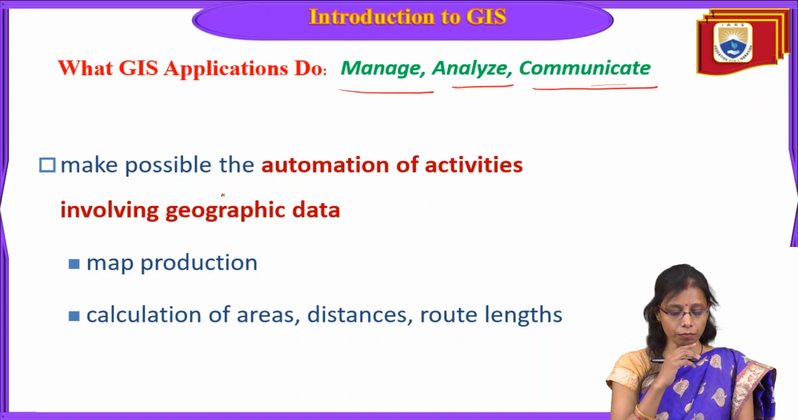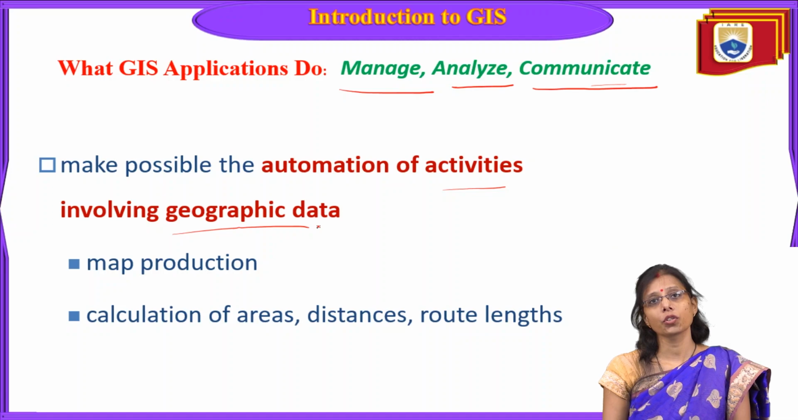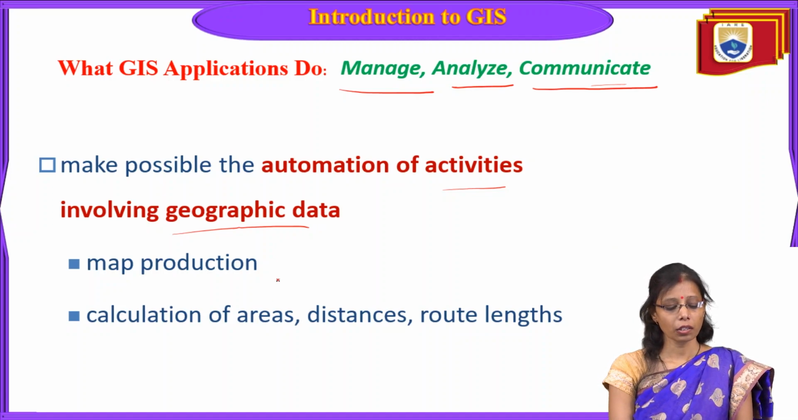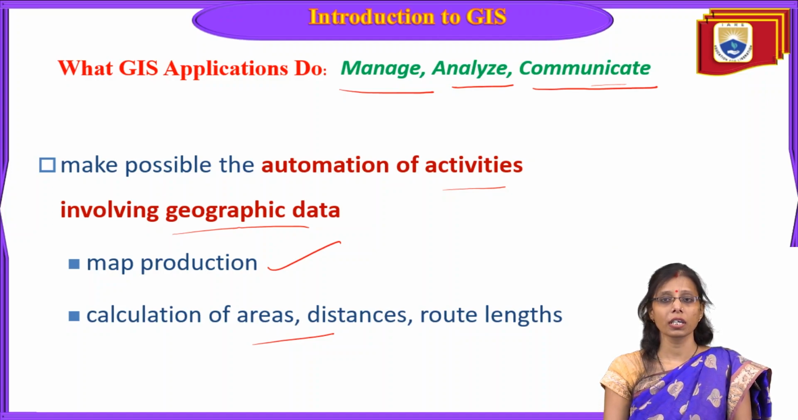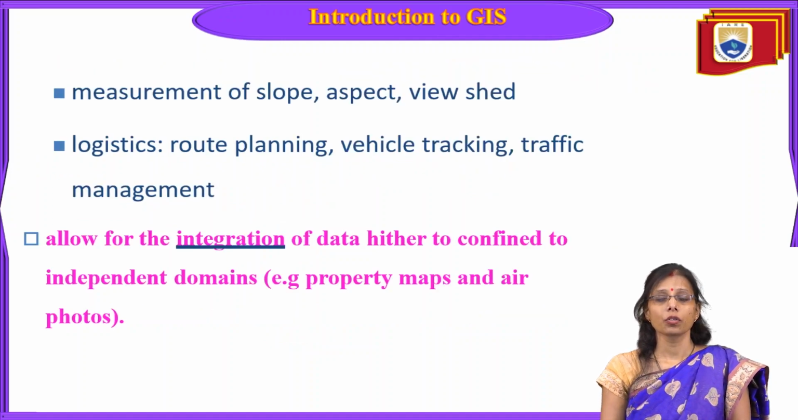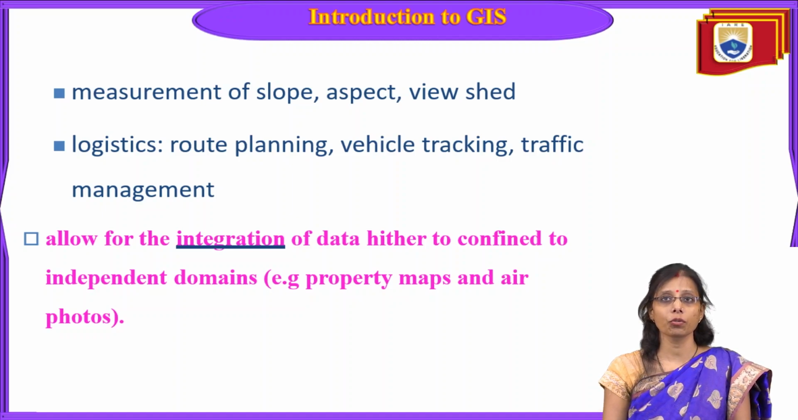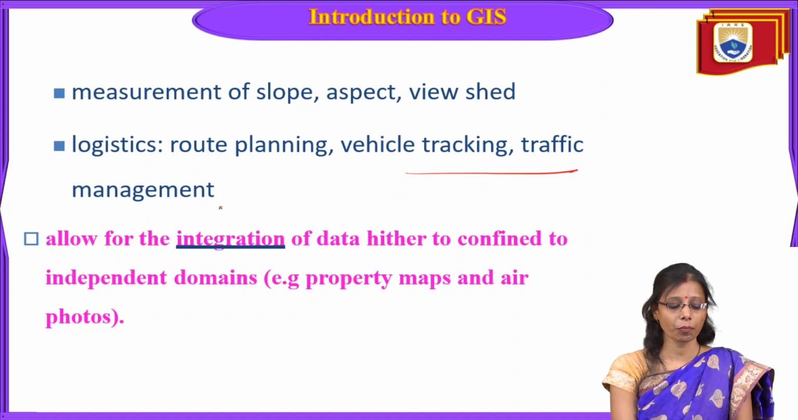Next, it makes possible the automation of the activities involving geographic data and map production. It can do the map production and the calculation of areas. It can give you information about the area, how much area is covered by which type of feature, distances, and route lengths. All this information can be given by GIS. It can also measure slopes and aspect, and do viewshed analysis, logistics, route planning, vehicle tracking, and traffic management.